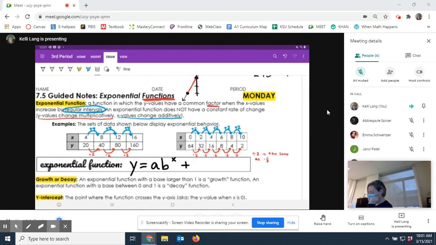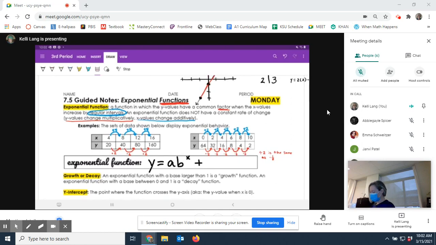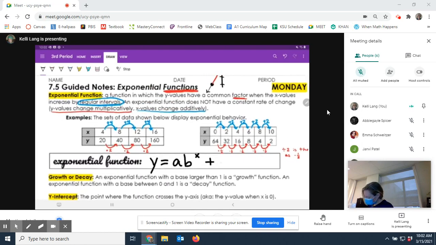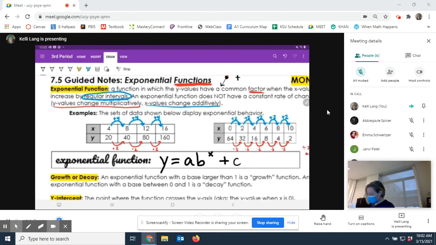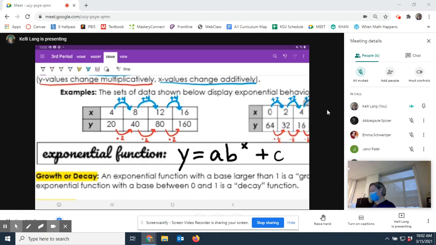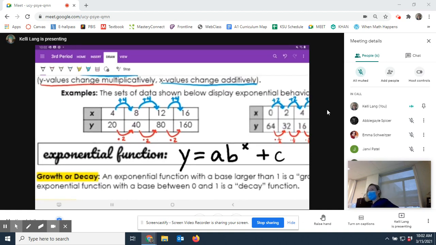Okay, so let's talk about what these tables actually are. Oh, we're missing something here. These tables basically represent points on an exponential function. In the big box that has a blank that says exponential function, I want you to write this out. y equals a times b to the x plus c. This is the generic form of an exponential function.